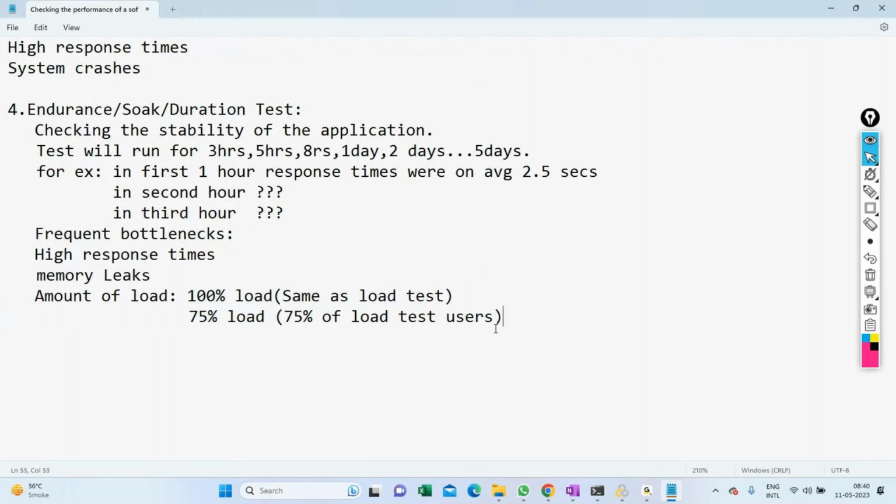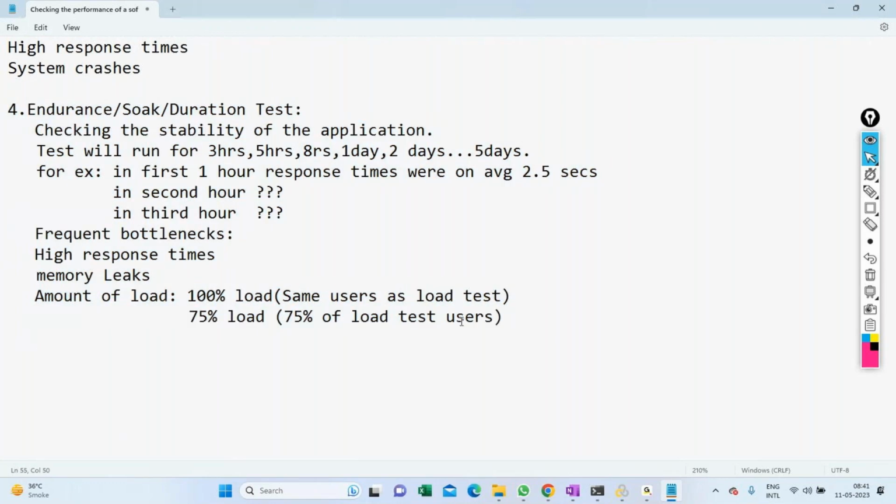If your project is not following anything, you are the one. If you have to start the endurance test for the first time, then run with the same load as load test. Run with same users as load test. So that's how you need to follow. Any questions in this endurance test? Are you guys getting what is endurance test all about?